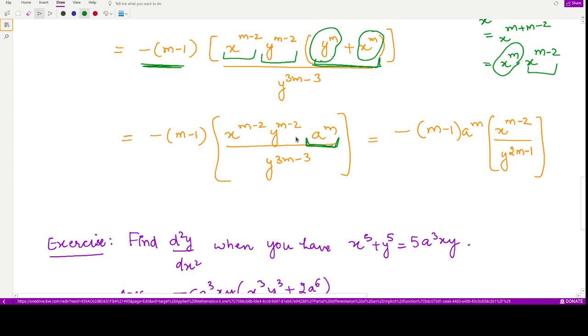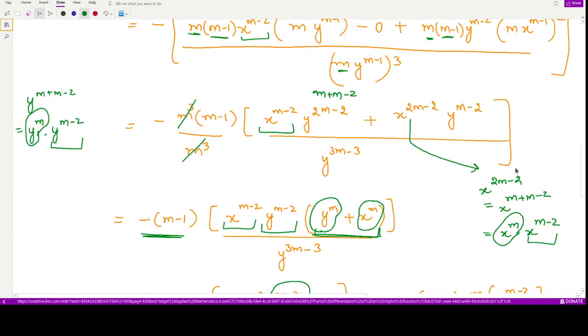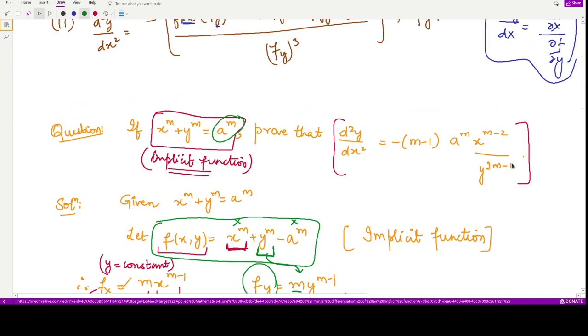So we are left with all these quantities. Now we can simplify the powers of y. We have the power of y as m minus 2. You can shift this term up so that the powers are minus 3m plus 3, so it would become y to the power minus 2m plus 1, or you could shift this term to the denominator, so it would be y to the power 2m minus 1. So this is the final answer, and this is what we were required to prove in the given question.